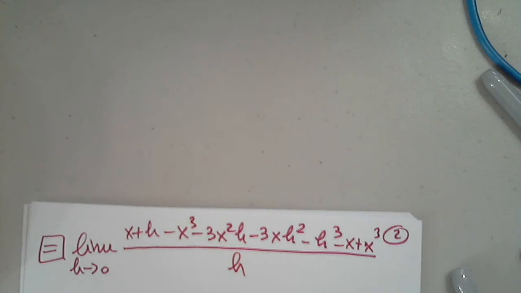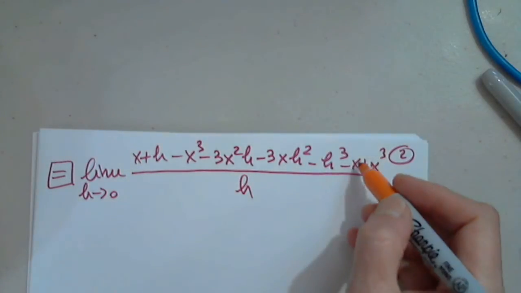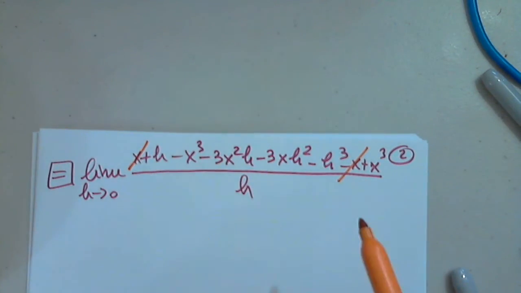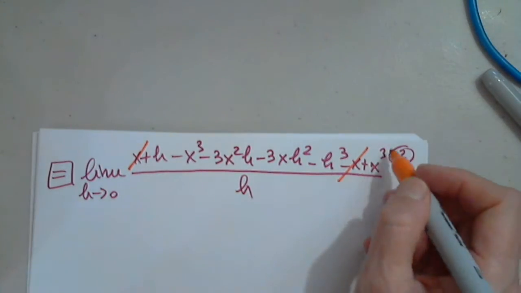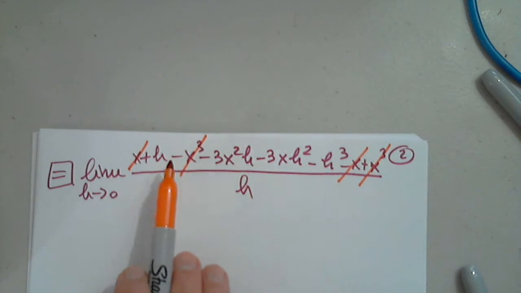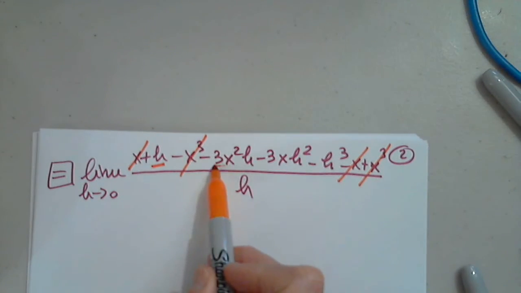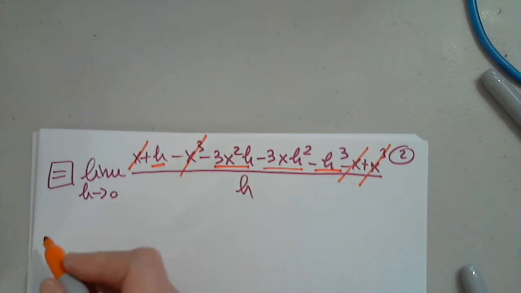That's how we check or find our mistakes, right? I realize that now all terms without h must go away. And if some terms with h go away, that's even nicer. So x will go away with negative x. Negative x cubed will go away with positive x cubed. Now 1, 2, 3, 4 terms.